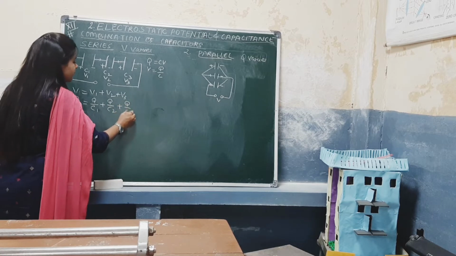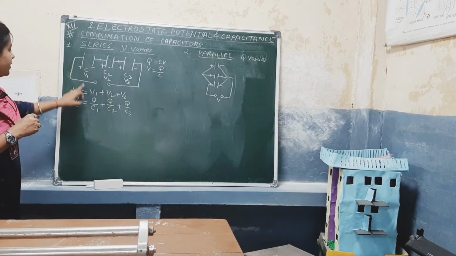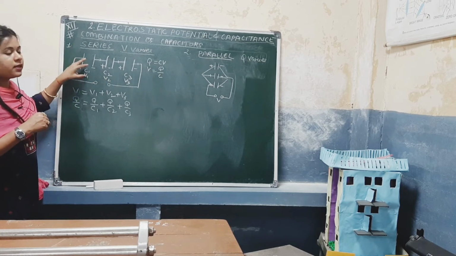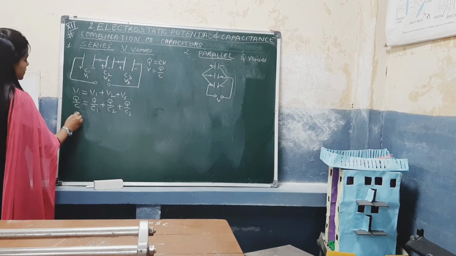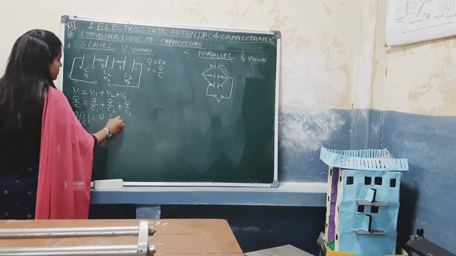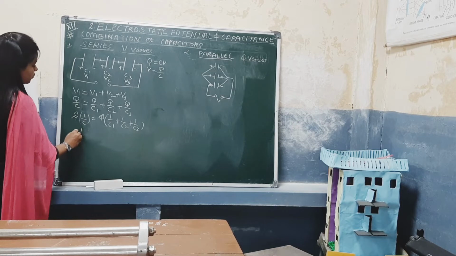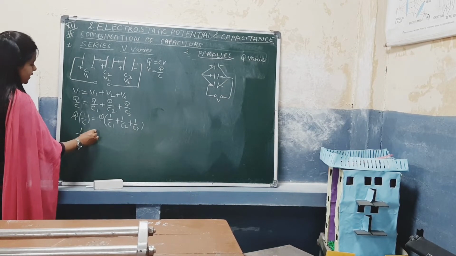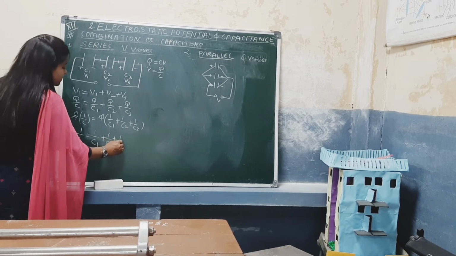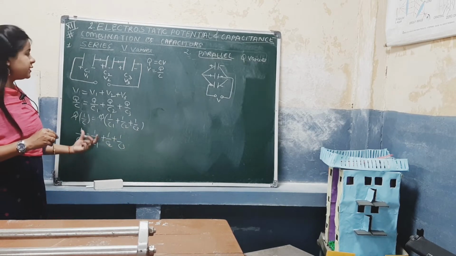Here it is visible from the diagram that the capacitance of each capacitor is different, that is C1, C2, C3, but the charge across each of the capacitors is the same. Hence we can take the charge as common. Here also 1 upon C1 plus 1 upon C2 plus 1 upon C3, and this comes out to be the total capacitance of a series combination: 1 upon C is equal to 1 upon C1 plus 1 upon C2 plus 1 upon C3, which is similar to the combination of resistors in a parallel combination.